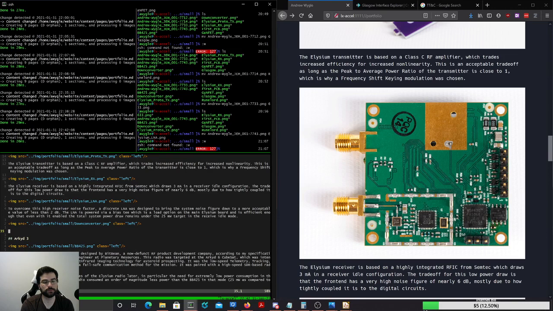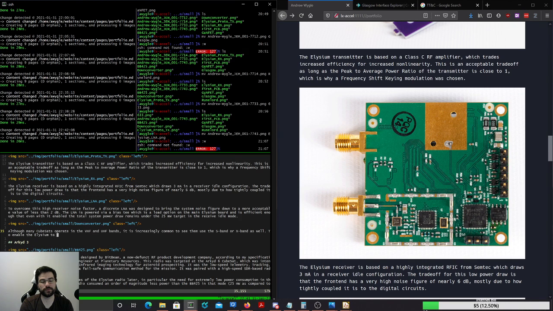Down converter. Okay. Although many CubeSats operate in the VHF and UHF bands, it is increasingly common to see the S-band or X-band as well. To enable the Elysium to serve customers with an uplink allocation in the S-band, a frequency down converter, LNB. Okay, let's just use that whole.